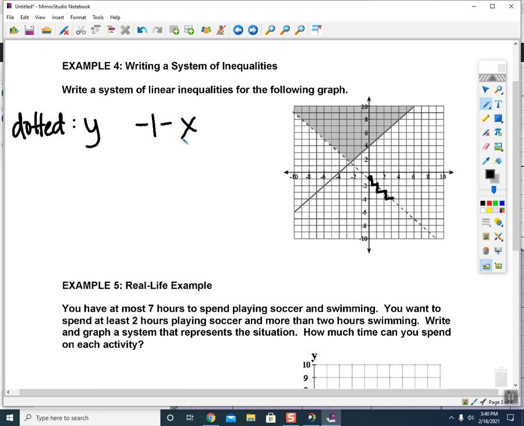I know that it's a dotted line. I can see that. So the dotted line means that I'm going to either use a less than or a greater than sign. Here's what else I'm noticing is that this shading is happening up here. So in order to shade above this line, that means that y needs to be greater than, because I'm going above the line. That's the first one. Let's get rid of this so that we can look at the second one. So let's look at the solid line then.